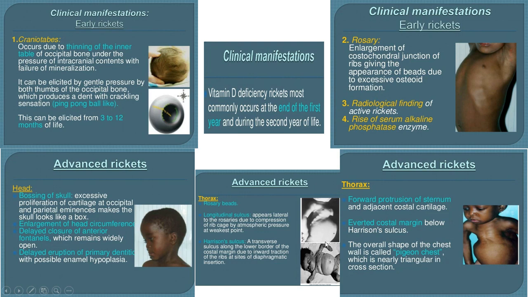Why does this Harrison sulcus occur? Because of the origin of the diaphragm in the lower part of the inner side of the thoracic cage, due to repeated traction or repeated contraction of the diaphragm, the weak bone gets invaginated along the line of the diaphragm insertion. So this is called Harrison groove or Harrison sulcus.